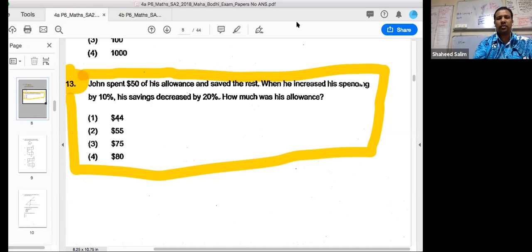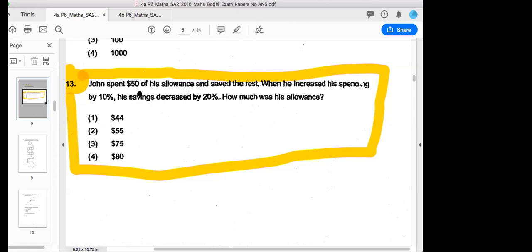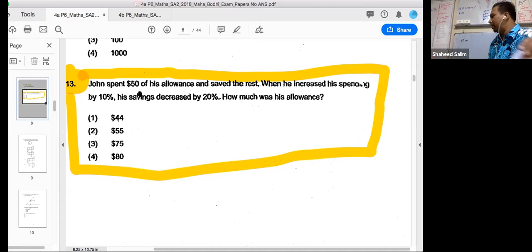So we read first. John spent $50 of his allowance and saved the rest. This means his allowance is more than $50. The amount spent is $50, that's 100% of what he spent. He saved the rest. How much is the rest? We don't know. And then they tell you something that is confusing.